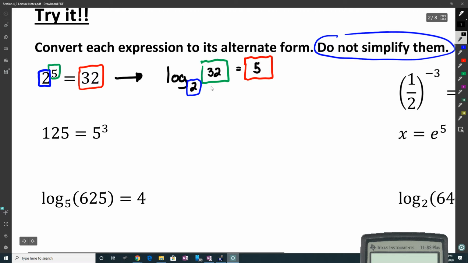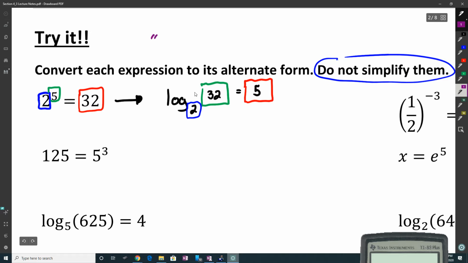There you go. Log base 2, and we read this by saying it this way. I forgot to say how to read it. Log base 2 of 32 equals 5.